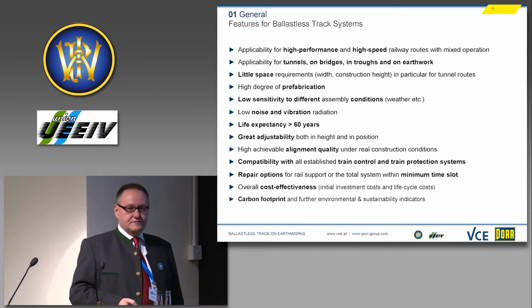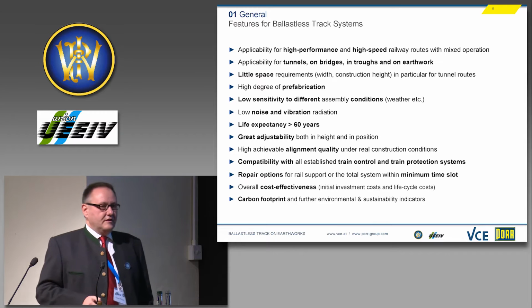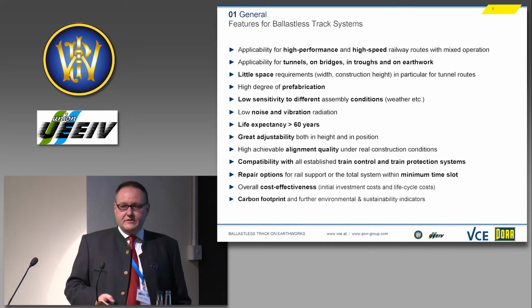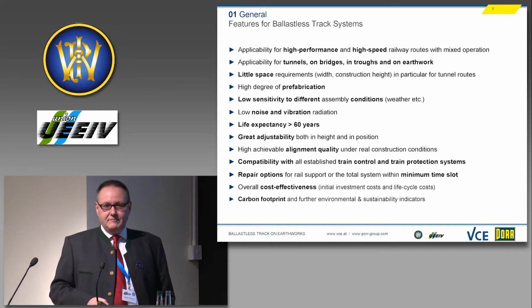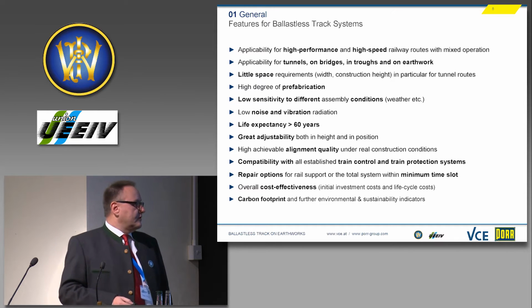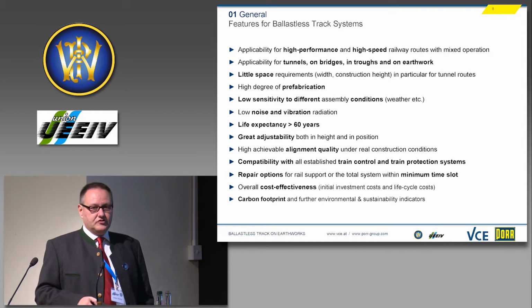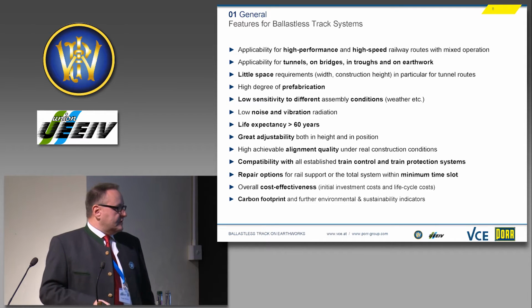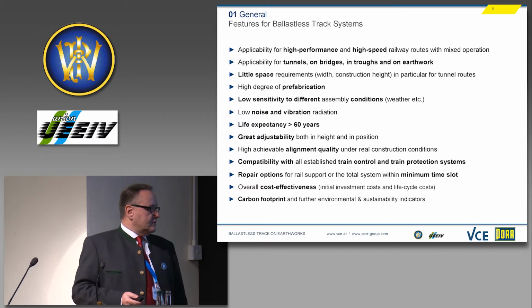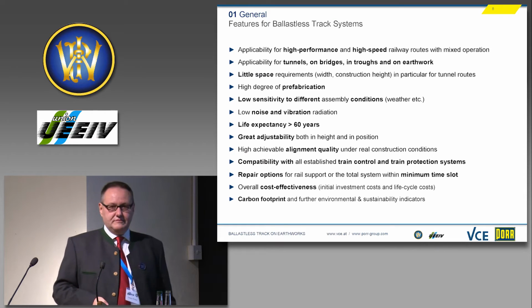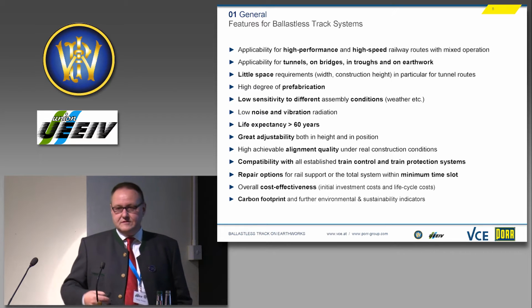We need repair options for all elements, because sometimes people say, okay, if you put in a ballastless track, you cannot repair this in a short time. But therefore we need repair options, repair concepts to ensure that all components can be repaired in a short time. Of course, overall cost effectiveness is important, and more countries are also looking at the carbon footprint which a system has when it is installed.